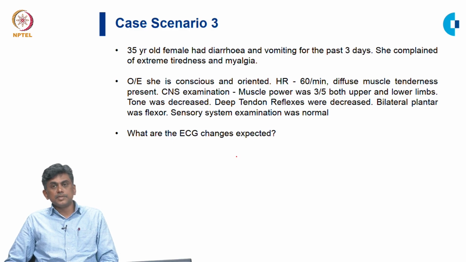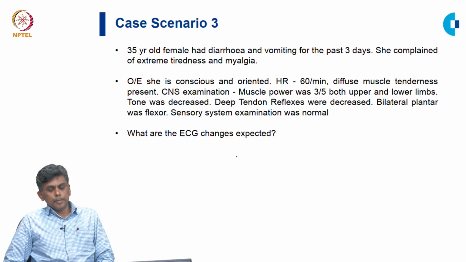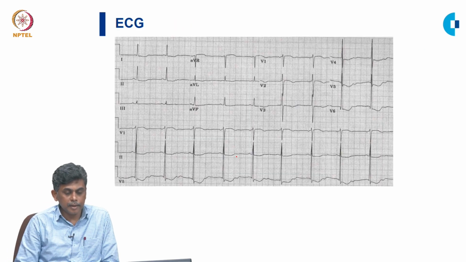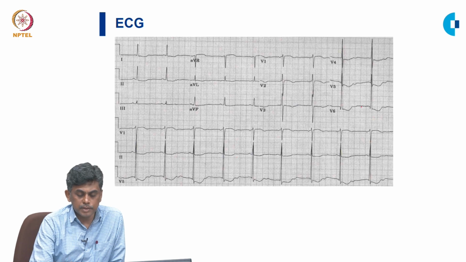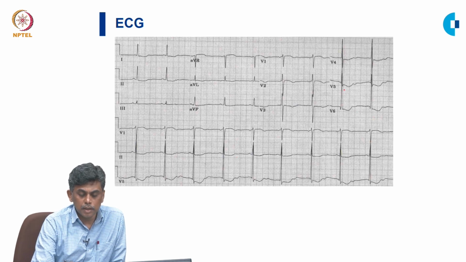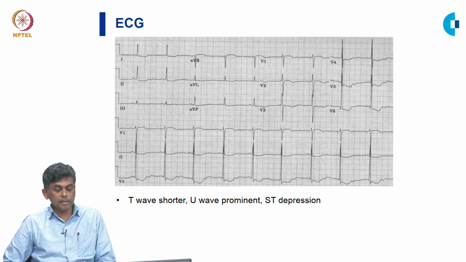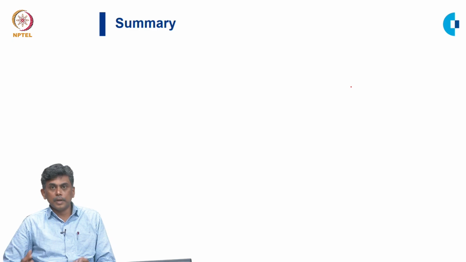So what are the ECG changes we expect? The electrolyte abnormality we expect here will be what? Now let's see here. We'll focus on one lead. Let's focus on V5. Okay. Now what is happening here? The ST segment looks depressed. We don't see a T wave at all here, but what we see is a U wave. So the T wave is short, the U wave is prominent, and there is ST depression. So all are very classical to suggest what? Hypokalemia. So I hope you are getting the electrolyte abnormalities and the ECG changes easily now.